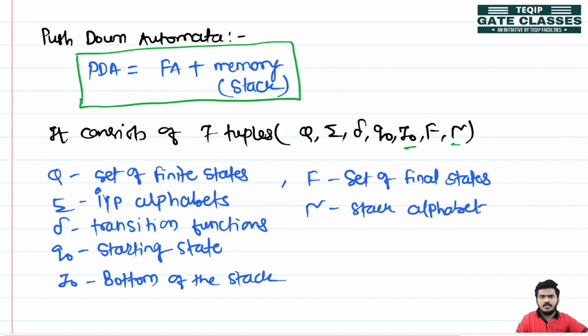So I can say that the PDA we are going to discuss is divided into two parts. One is deterministic PDA and the other is called non-deterministic PDA.